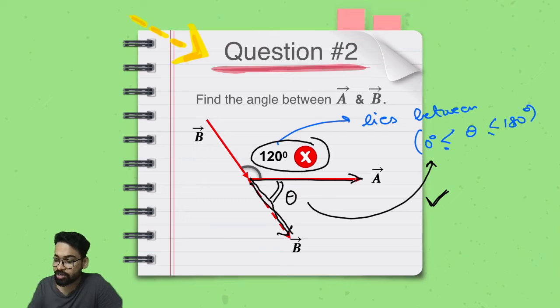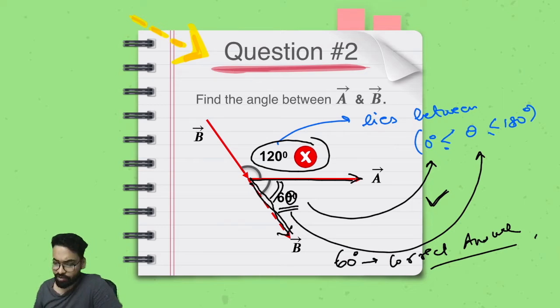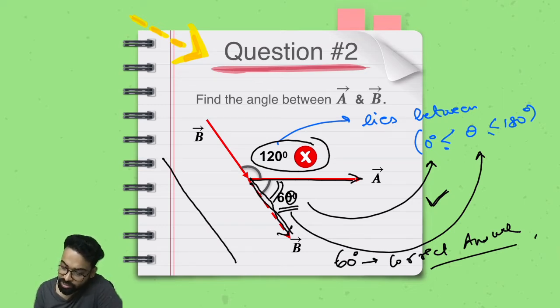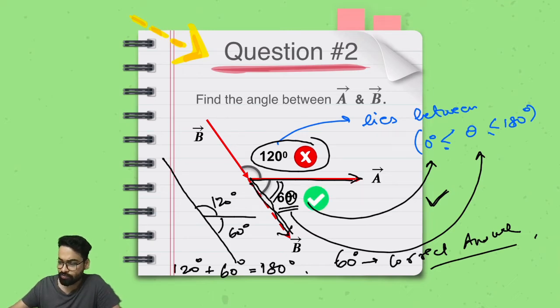And this 120 degree is wrong because if the overall angle is 180 degree, this 60 degree becomes your correct answer. I hope that this is fairly obvious. To those who have any problem, they can think that if this is a straight line and if this angle was 120 degree, this becomes 60 degree because linear pair says 120 plus this 60 must be equal to 180 degree. Alright, let's take up question number 3, and this is one of the better questions.